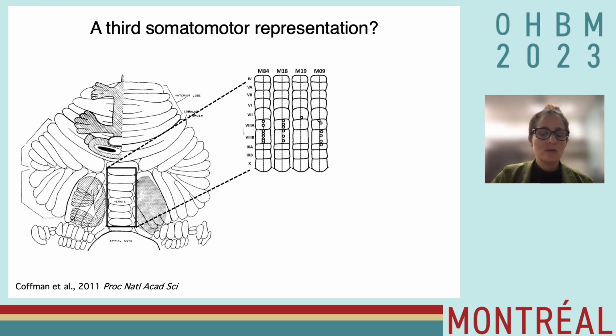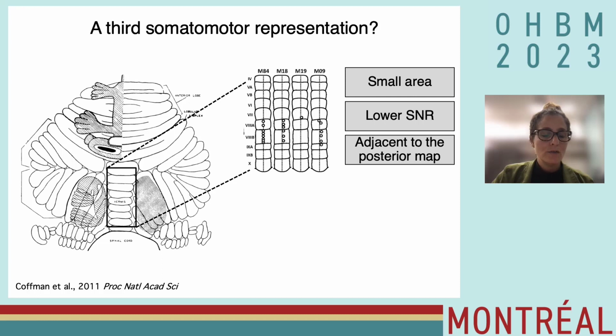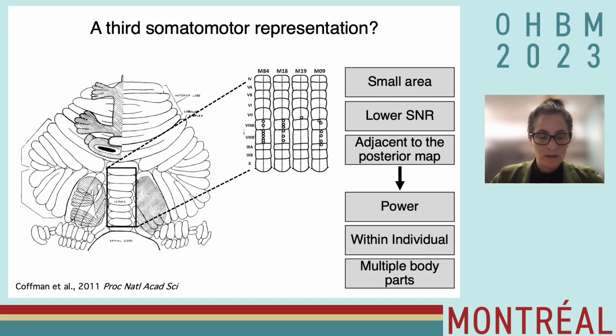A definitive demonstration of one, if it exists, faces multiple challenges. First of all, it is in a potentially small area within the already small cerebellum. It is expected to have lower SNR, and it's potentially adjacent to the posterior map. So to face these challenges, we would want a great amount of power. We would want to take the within-individual approach to minimize spatial blurring, and also to have multiple body parts representation to be able to separate potential adjacent maps.